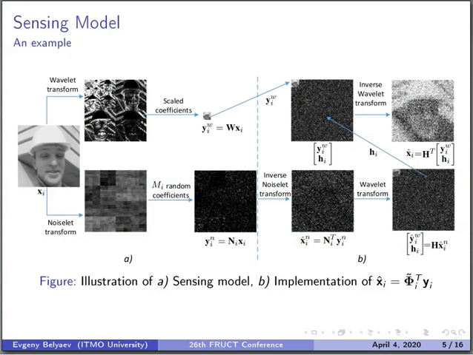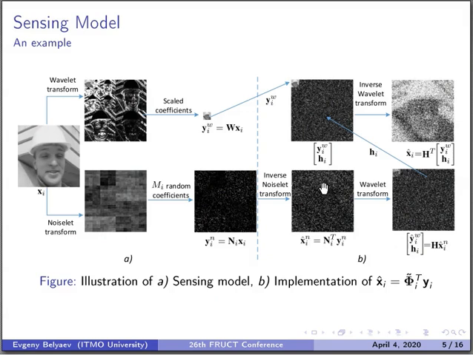As an example, we use the following sensing model. An image is observed by two kinds of measurements. First, we take scaled coefficients of a wavelet transform. In practice, it corresponds to a downsampled version of the image. Second, we take a small number of noiseless transform coefficients located at random positions.